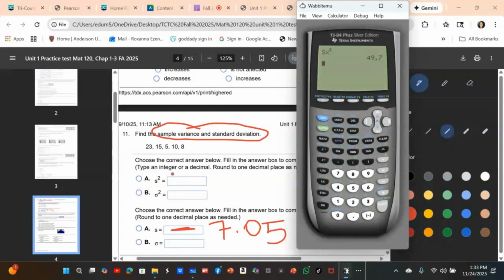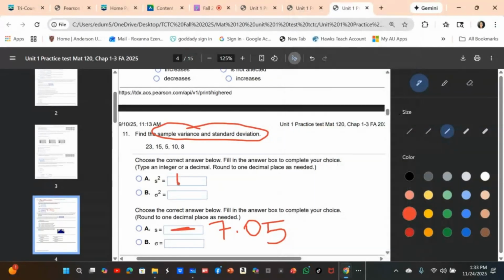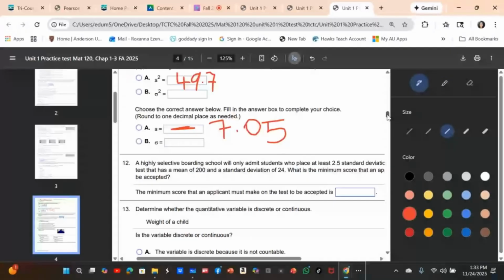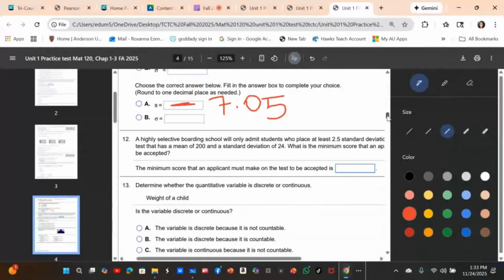You come over here and write 49.7. Remember, you got to be careful. You are asked to find the sample variance. So you come over here and put 49.7. Okay. And what else? That's all. This question is very easy. This kind of question will be in your test. The important thing is that you remember what to do.